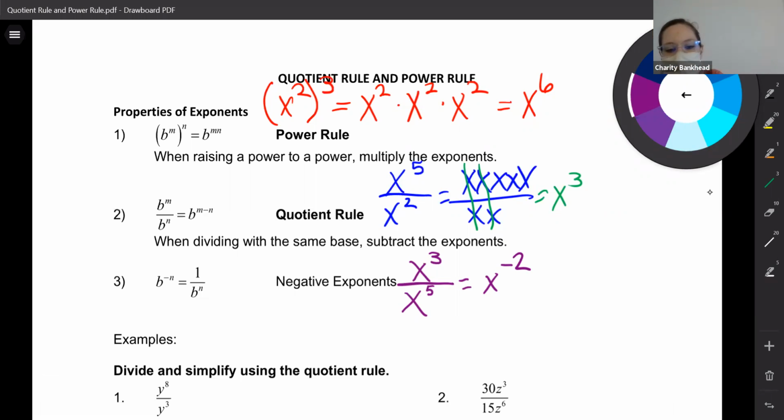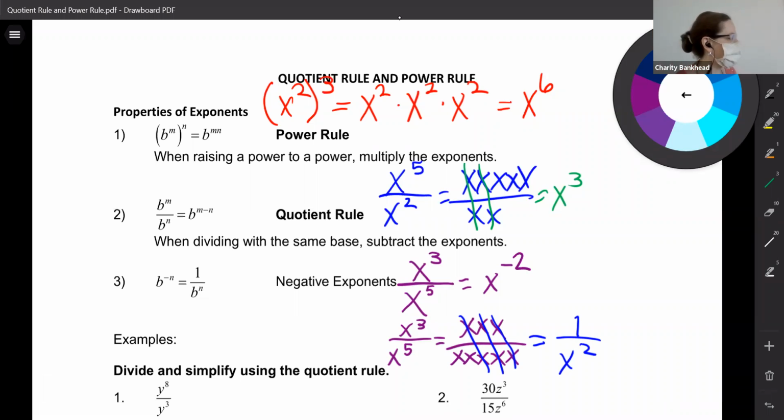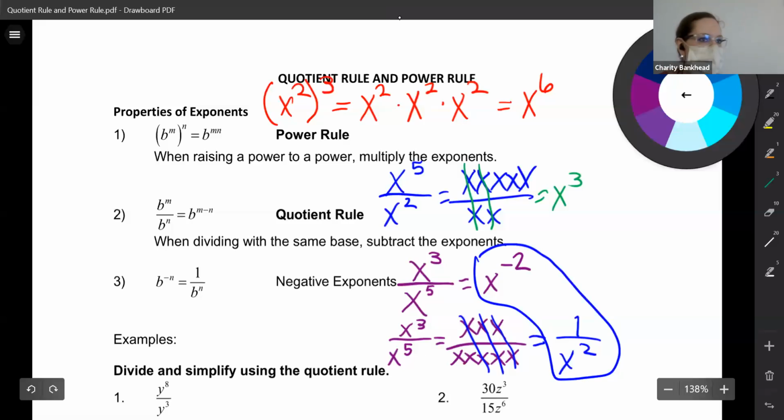If you do that same problem by writing it out, 1, 2, 3 on top, 1, 2, 3, 4, 5 on the bottom, and then cancel and cancel and cancel. Everything on the top canceled out, so that's a 1, and then on the bottom you have x squared. So 2 different ways of simplifying that expression. One gives you x to the power of -2, and one gives you 1 over x squared. So that shows that these 2 expressions are the same thing.